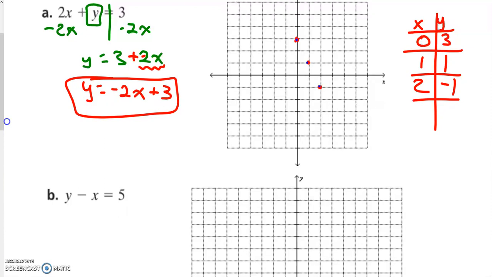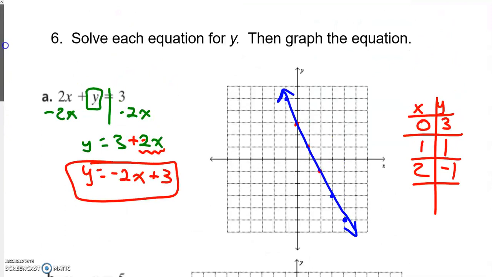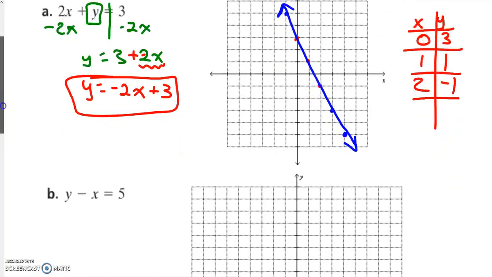Continue that pattern, down 2 and right 1, down 2 and right 1. Continue it the other way. I should have a nice straight line. Always read the directions. Let's see, it doesn't say, but I do know this thing is a function.